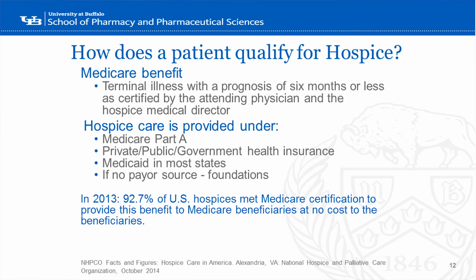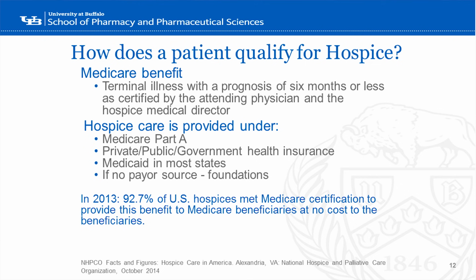So how does a patient qualify to be in hospice? It is a Medicare benefit, and by definition, the terminal illness has to have a prognosis of 6 months or less as certified by 2 physicians, the patient's attending physician and the hospice medical director.